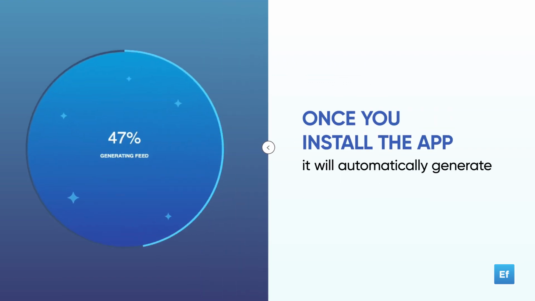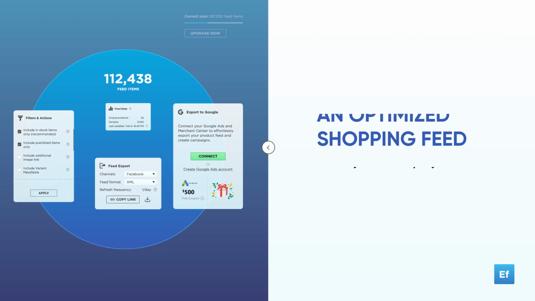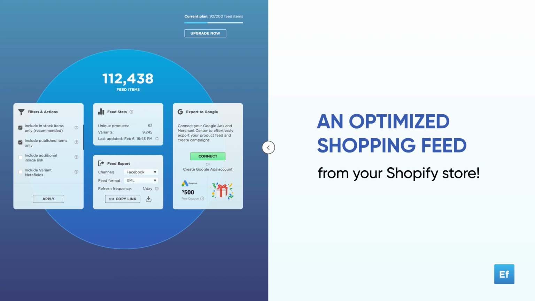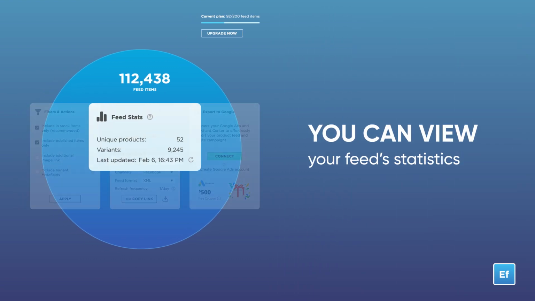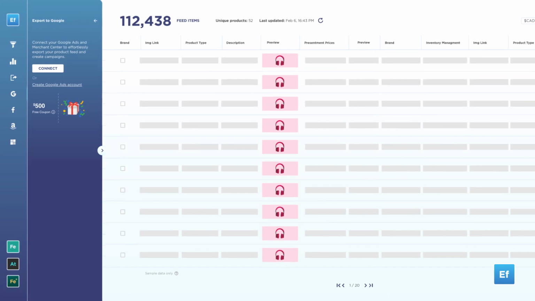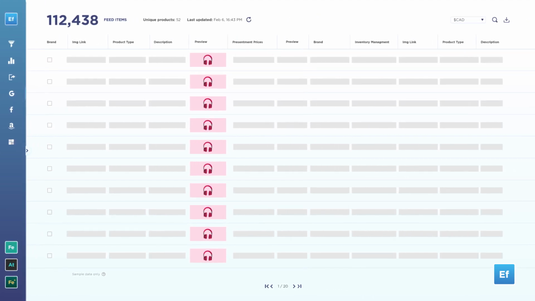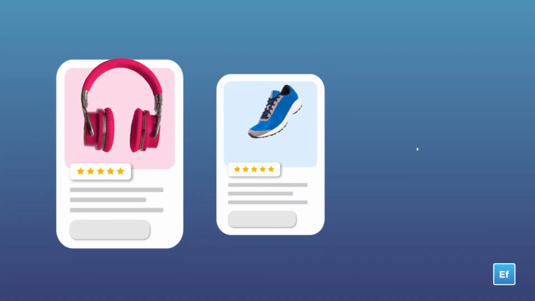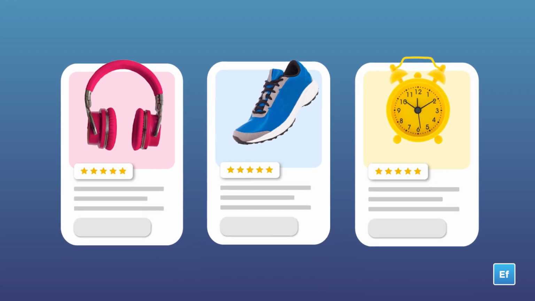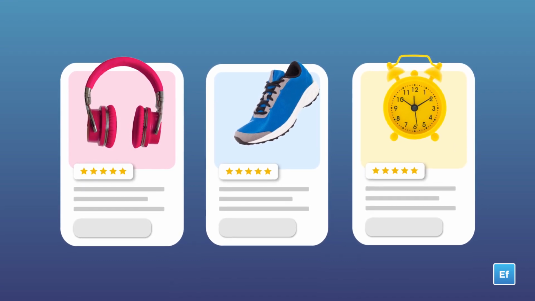Once you install the app, it will automatically generate an optimized shopping feed from your Shopify store. You can view your feed statistics and your newly generated shopping feed by collapsing the main dashboard. All that's left to do is share your products with the world by creating a shopping campaign.